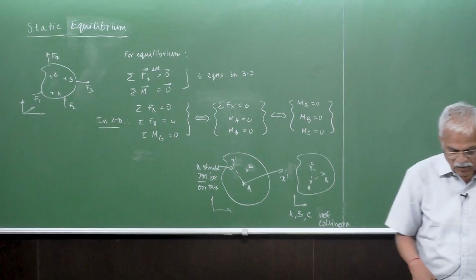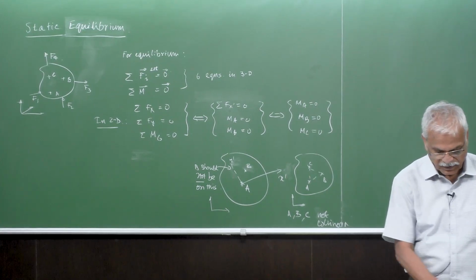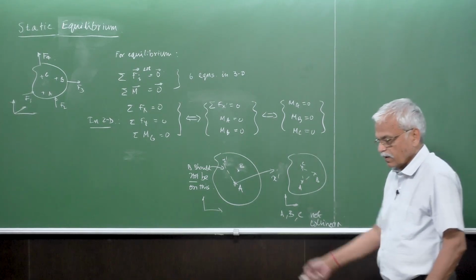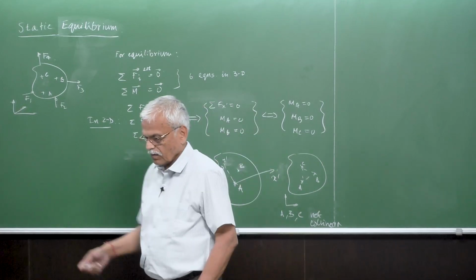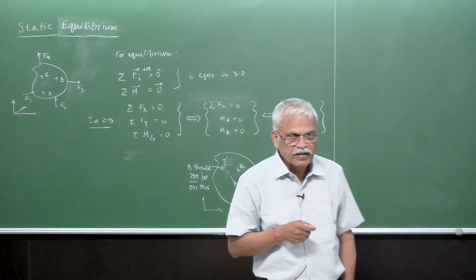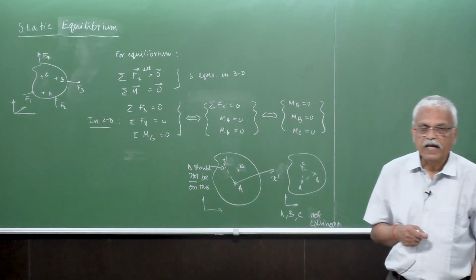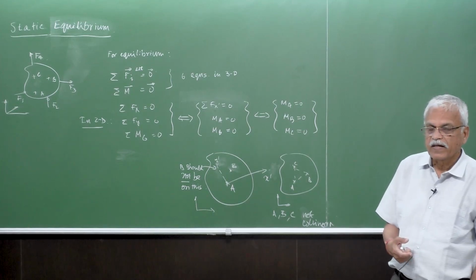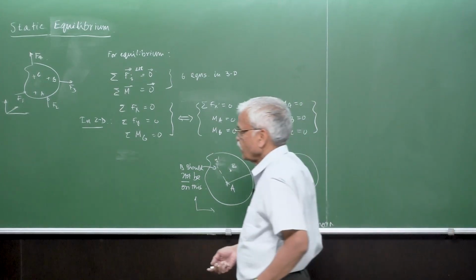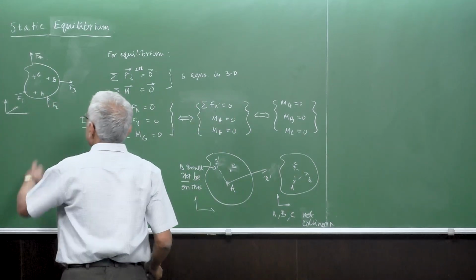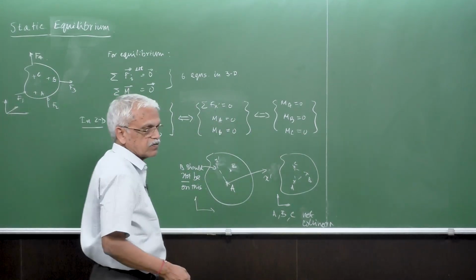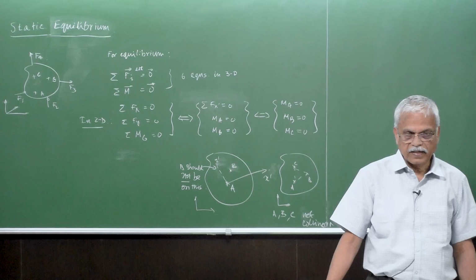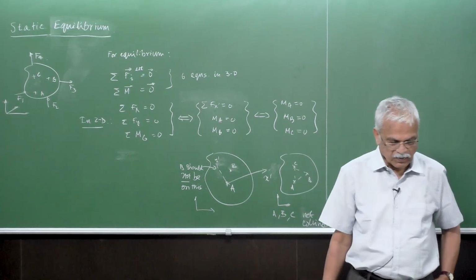There is also another very important fact here: if a body is under equilibrium, then any part of the body will also be under equilibrium. This is not only applied to one body; it can also be applied to a system of bodies, multiply connected bodies. So let us talk about that.